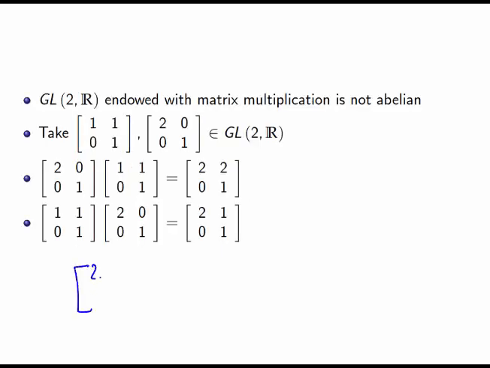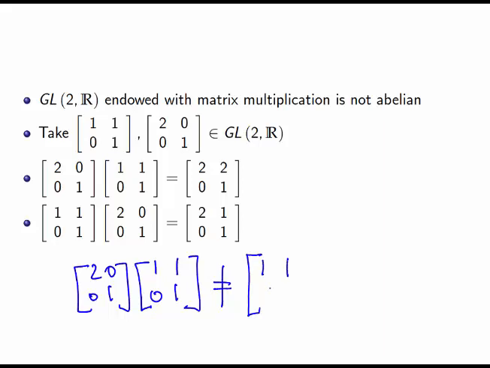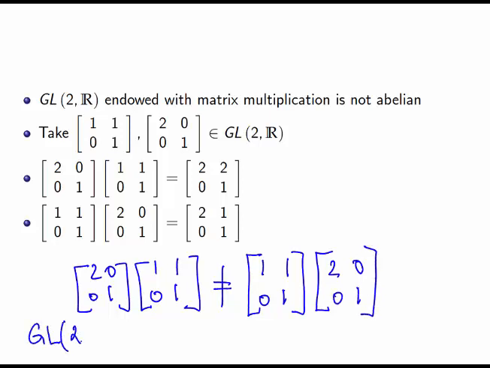And the fact that they aren't the same tells you that the product of (2, 0, 0, 1) and (1, 1, 0, 1) is not the same as the product of (1, 1, 0, 1) times (2, 0, 0, 1). So the general linear group is not a commutative or abelian group.